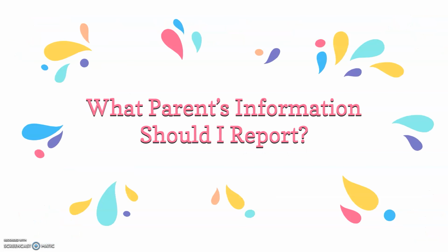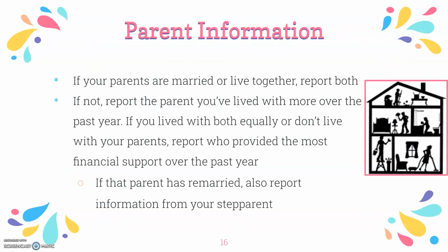What parent information should I report? If your parents are married or live together, you will need to report both. If not, you will need to report the parent with whom you've lived with more over the past year. If you've lived with both parents equally or do not live with your parents, report who provided the most financial support over the past year. If that parent has remarried, also report the information from your step-parent.